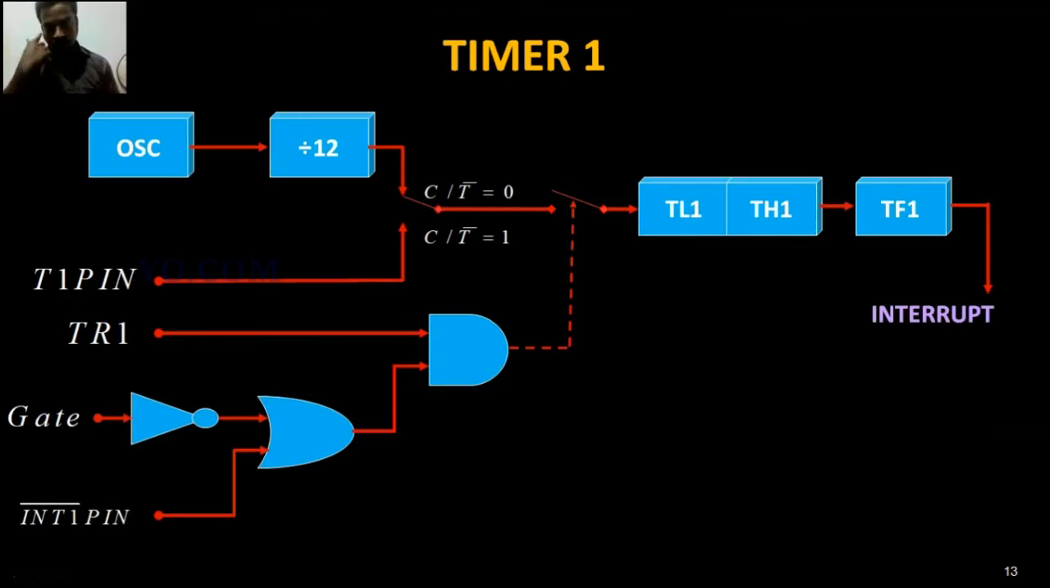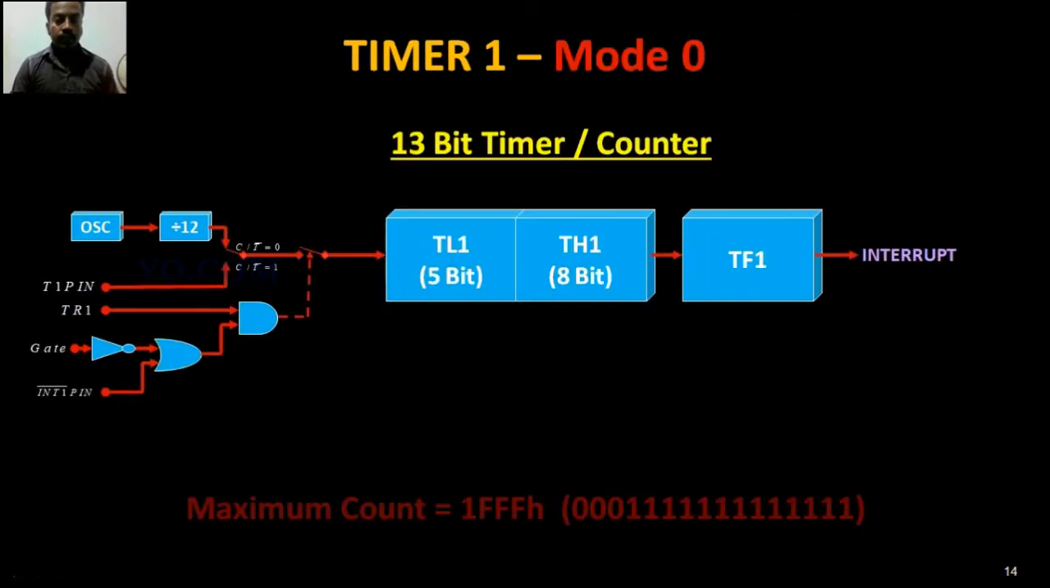Then this is timer 1. You already studied this diagram. Timer 1 mode 0: it acts as a 13-bit timer or counter, as usual, like timer 0. TH is 8 bits, TL is 5 bits, totally we have 13 bits. The 13-bit values are loaded into this register.